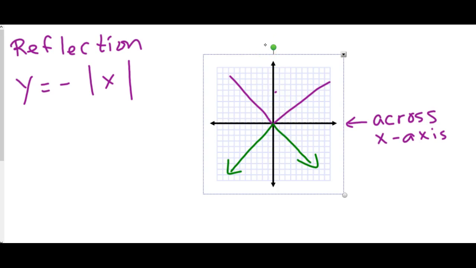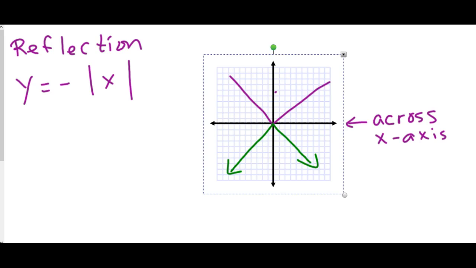When you reflect and you have multiple things going on at once, we usually wait till the end to reflect. So anytime you're doing shifts and stretches, shrinks, or reflections, you shift first and then worry about your stretch, shrink, and reflection. So along with reflections, we have stretches and shrinks.